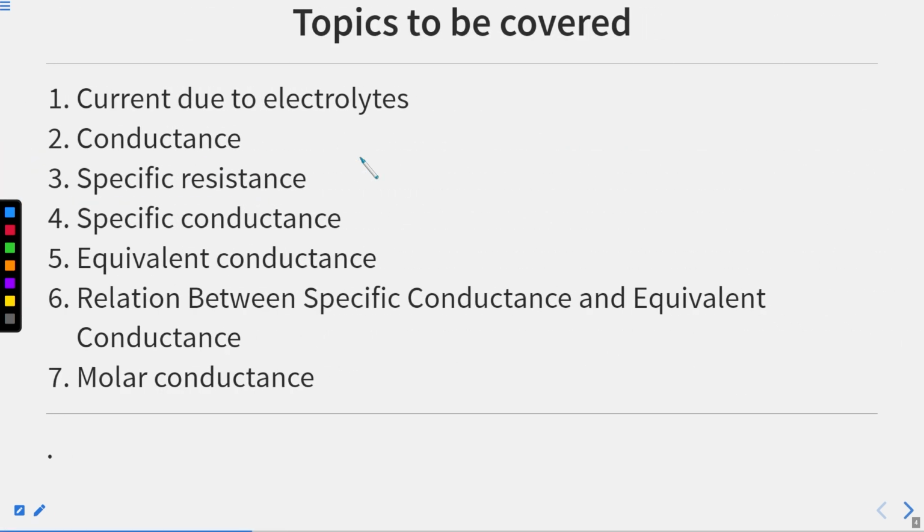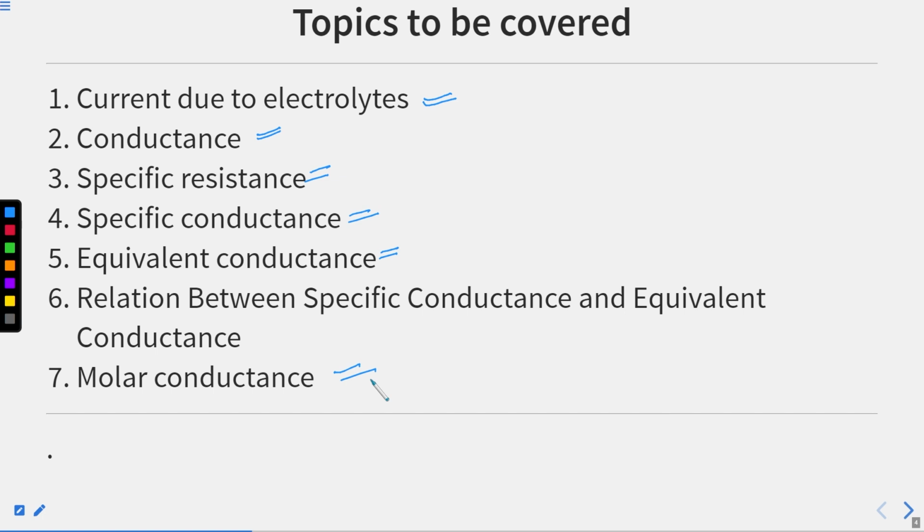If I brief our topics for today, the first one is current due to electrolyte. We will see how electrolytes are responsible for current transmission. Then we will see how this current is quantified with different parameters like conductance, specific resistance, specific conductance, and equivalent conductance. After that, we'll put a relationship between all of these so that you can make the picture clearer. And at last, I will be dealing with molar conductance. So these are today's topics.